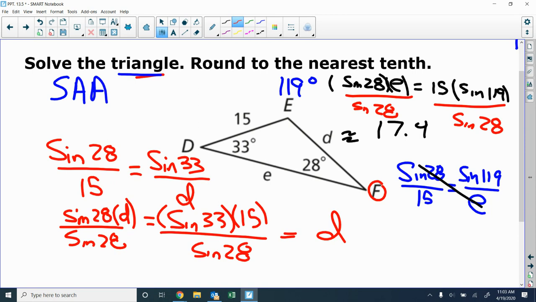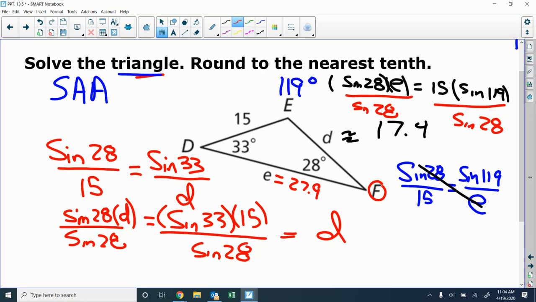So in fact, your side E here is going to be equal to, grab your calculators with me, 15 times sine of 119. I would hit enter there. I'm getting 13.11. Divide that by the sine of 28, and I'm getting 27.9 approximately.